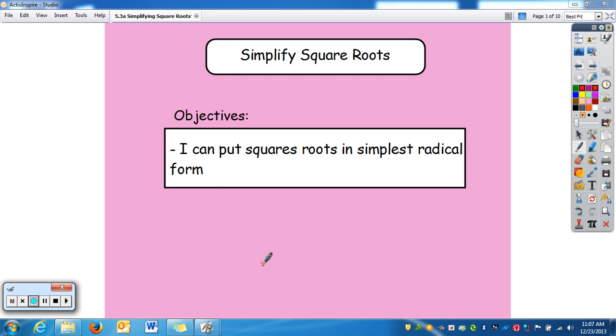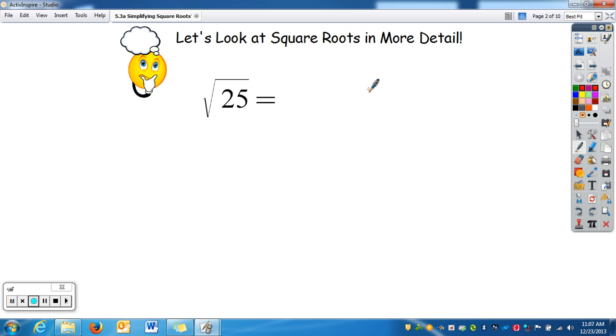So in this video, we're going to review something you should have learned last year in algebra, which is simplifying square roots. You had a whole unit on this in algebra, but we are only going to focus on one part of it that we're going to use in geometry. So your objective is that you can put square roots in simplest radical form, which I'll explain again what that means. So let's look at a square root in more detail.